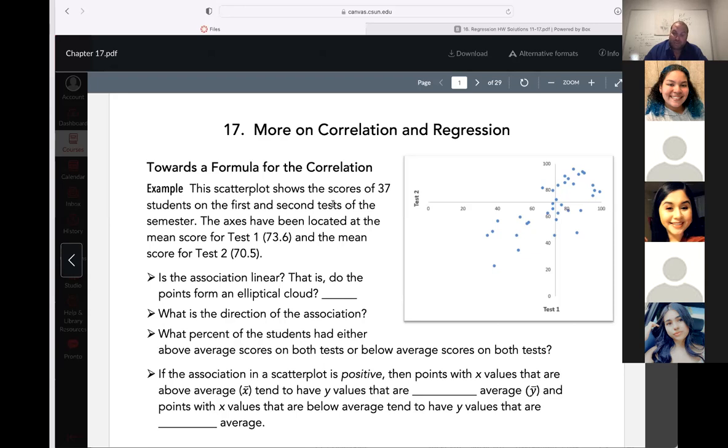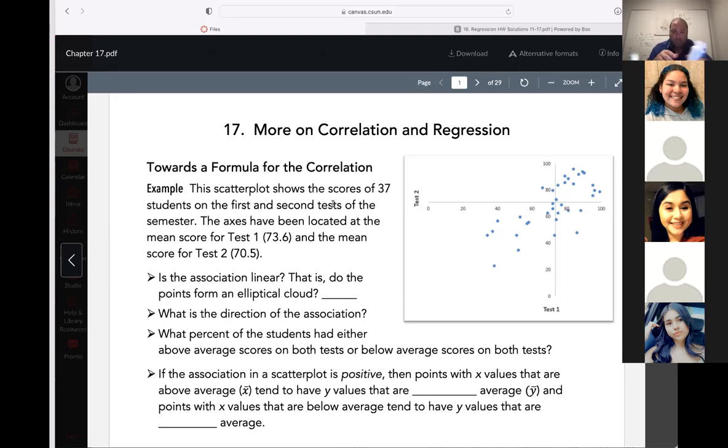Exactly. The total. Right. We know there's 37 total. How many of them do not fall in either the top right or bottom left? 8. So how many of them do? 29. So 29 over 37, that's roughly 78%. 78% fall either top right or bottom left.